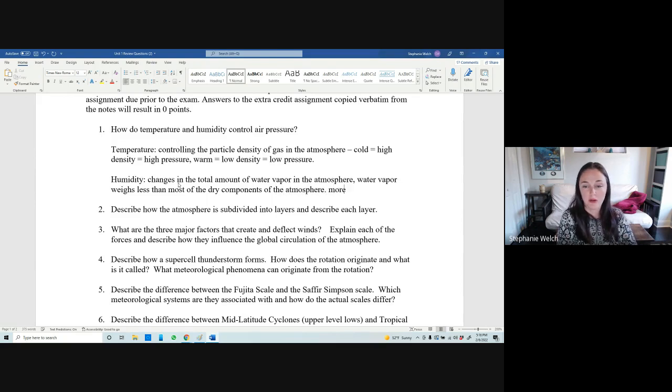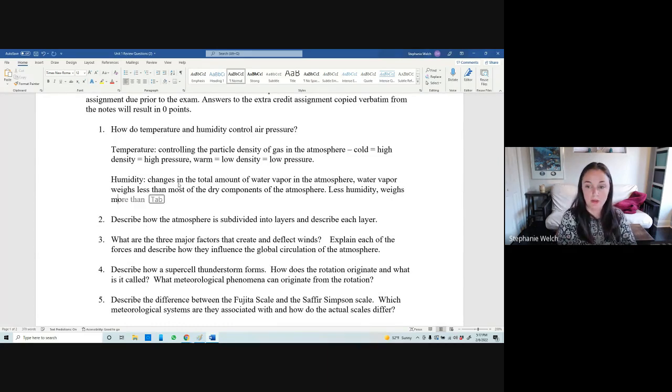So what this means is, well, let's start with less humidity. Less humidity, meaning it's drier, means the atmosphere actually weighs more, means higher pressure. More humidity means the atmosphere actually weighs less, means lower pressure.